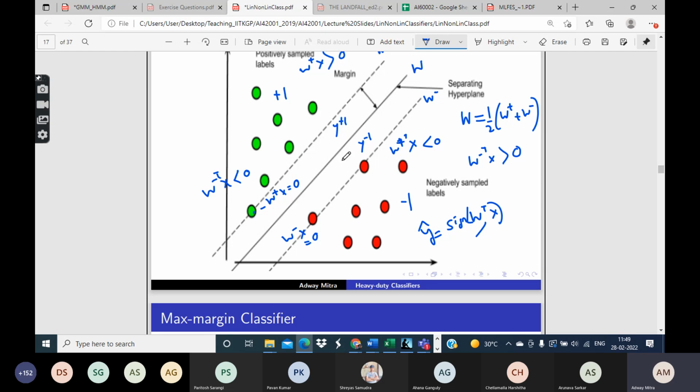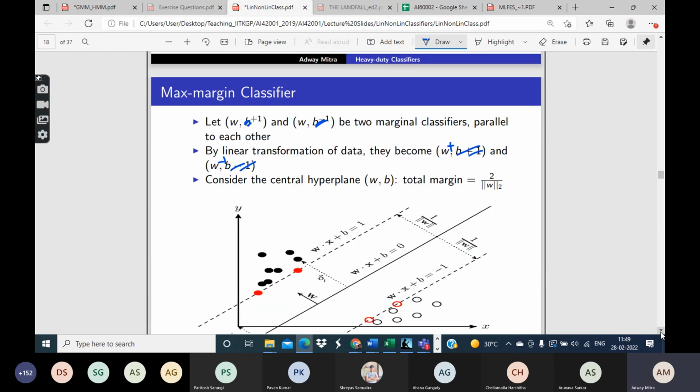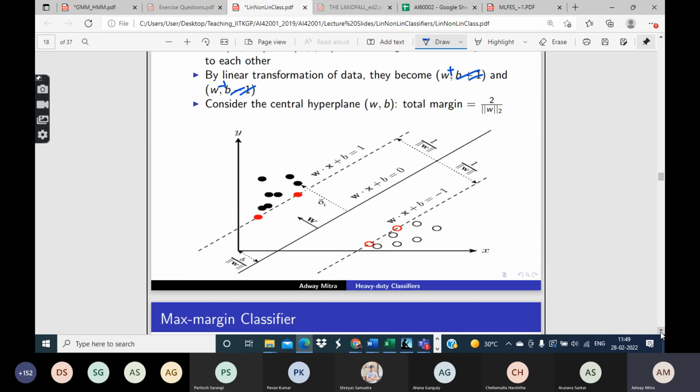You can also understand that this gamma plus 1 is nothing but the perpendicular distance of this point to W, and gamma minus 1 is the perpendicular distance from this point or this point to W. Now, while studying coordinate geometry, we know that there is a particular formula for calculating the distance from one point to a line.